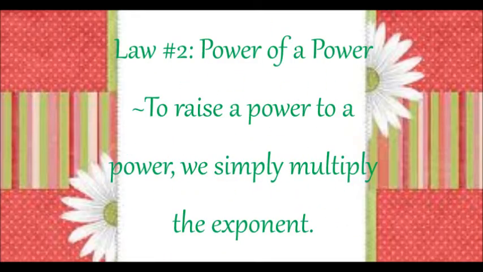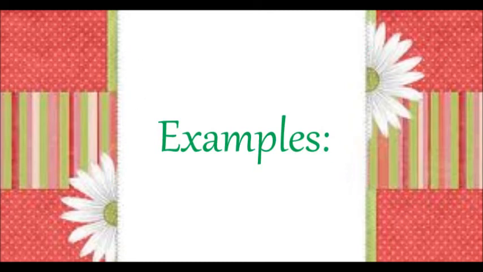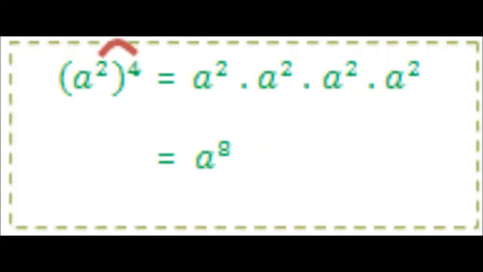Law number 2. Power of a power. To raise a power to a power, simply multiply the exponents. Examples: a squared all raised to 4. Simply multiply the exponents 2 and 4 equals 8 to have a product of a raised to 8.